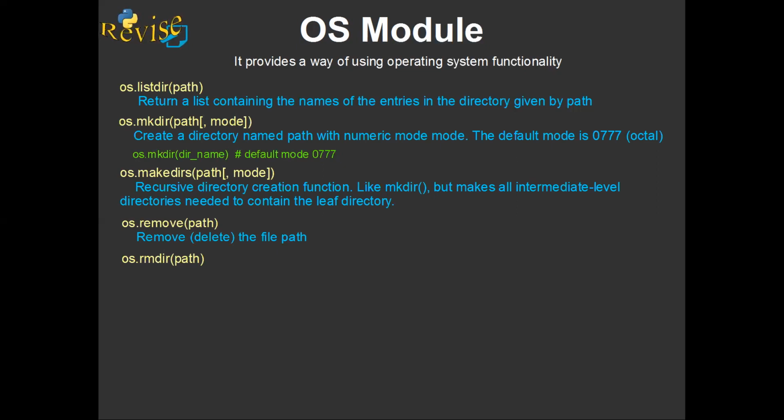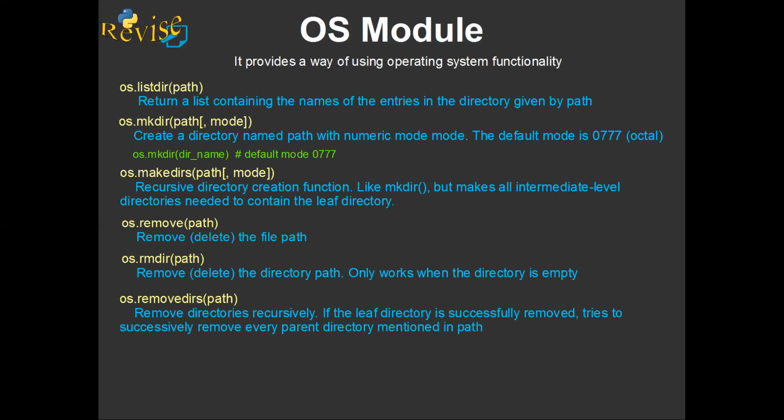os.rmdir, remove directory, will delete a directory only if the directory is empty. If it is not empty, it will not delete and will throw an error. In the same way, os.removedirs deletes recursively, but only if everything is empty. All the directories are removed in a bottom-up approach. It deletes the leaf first and comes up, but everything has to be empty.